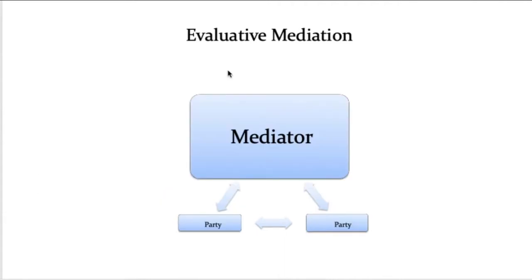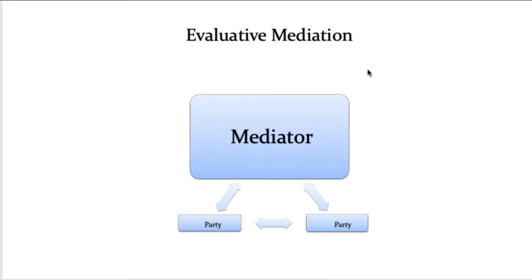The second model of mediation is evaluative mediation. So here, the mediator has a much more prominent role. An evaluative mediator is going to be predicting adjudicated outcomes. An evaluative mediator will almost always be some type of legal authority figure, like either a highly experienced lawyer or often a retired judge. And an evaluative mediator is going to be telling the parties what a judge might do if it actually gets that far.